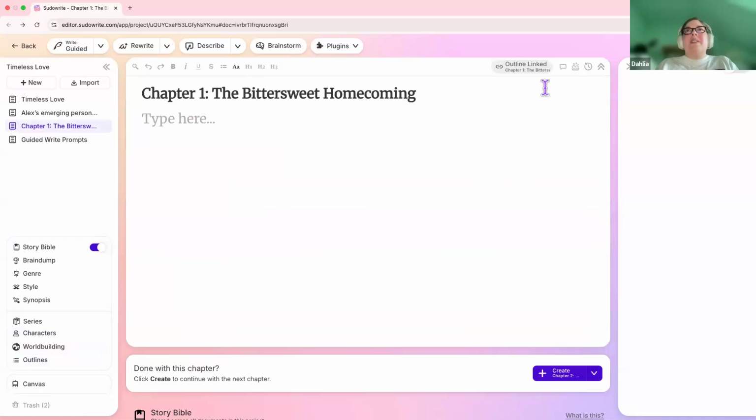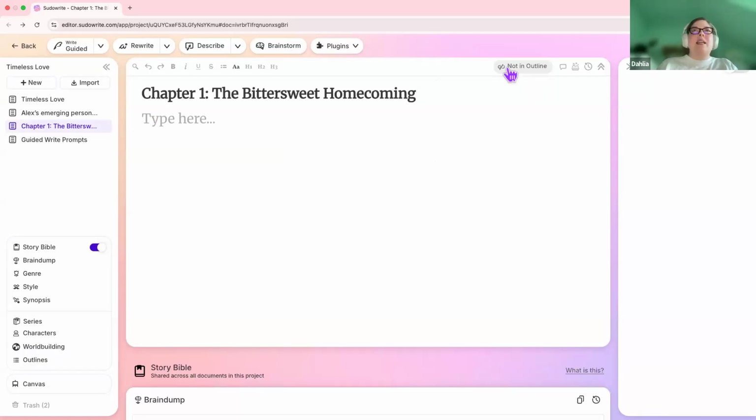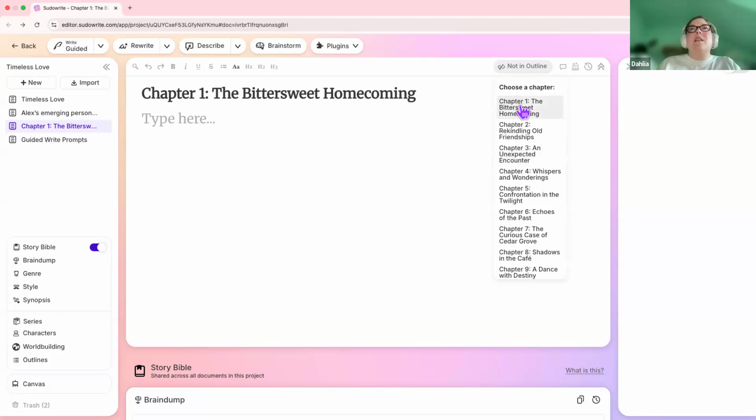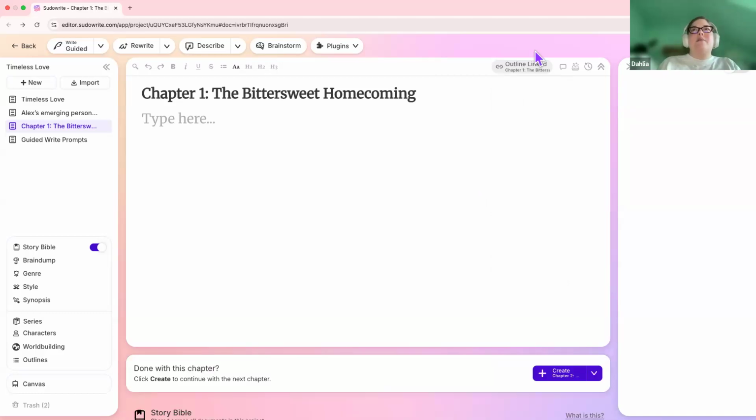And you can see up here whether a chapter is linked or not. Here you can see it's linked to the first chapter. If you unlink it, it says no outline. In this case, it wouldn't see anything from the outline. Therefore, we come back, update it, and link it to the first chapter so that it will see the chapter summary once we start writing.